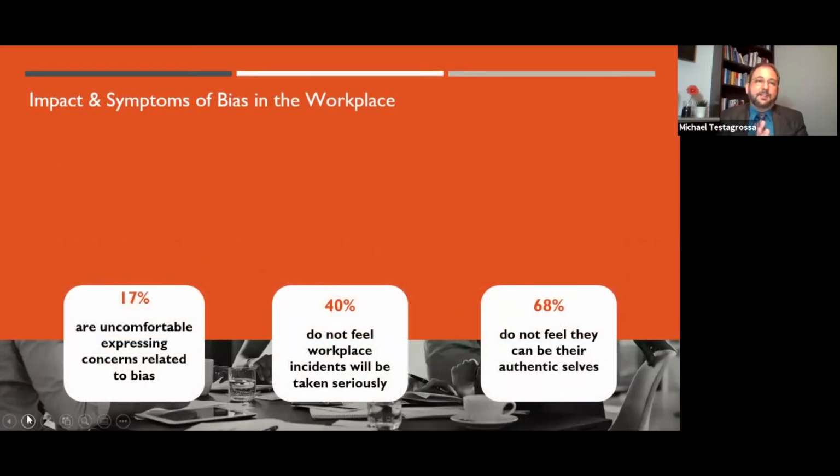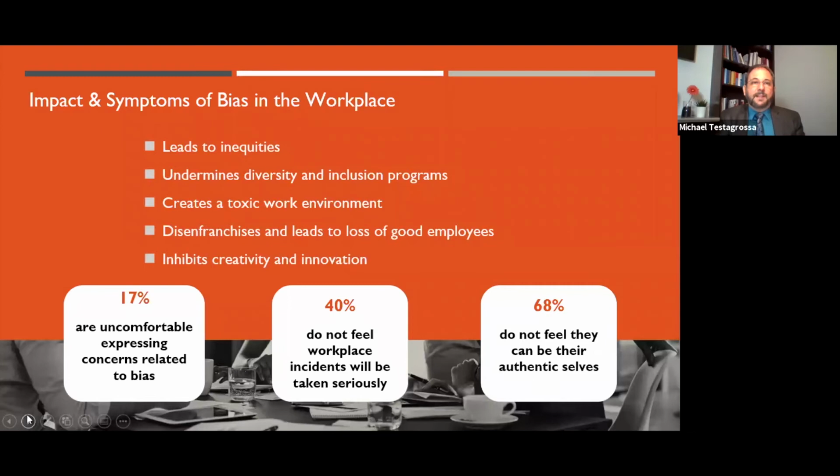So in addition to these subtle inequities, some of the outcomes in an organization tend to be much more pervasive, a deeper dive into diversity, inclusion, and equity. There are some real ways to impact how this plays out. Some of the outcomes: this leads to inequality in the workplace. It undermines our diversity and inclusion programs, creates a toxic work environment, disenfranchises many very good employees, leads to the loss of them, and also inhibits creativity and innovation that diversity and inclusion really strives to focus on.